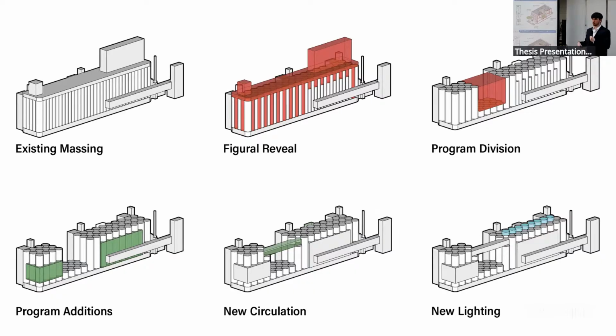So to get into a bit more with that, the existing massing gets stripped back to reveal the silo forms. The program divides the building from community function to residential function. New additions, saddlebags essentially, are added on to house that programming, and then it's reconnected and the top is taken off to provide more new daylighting in.